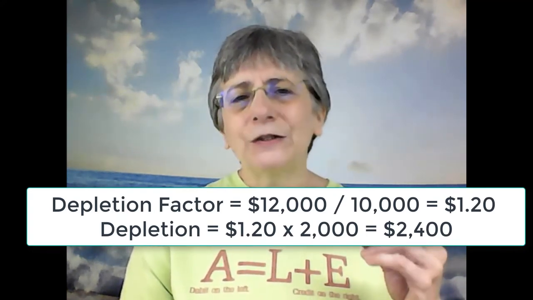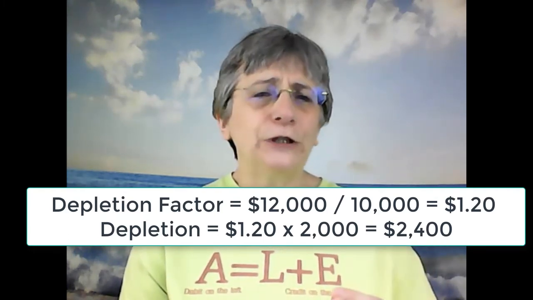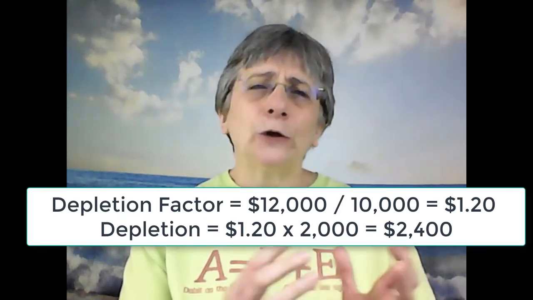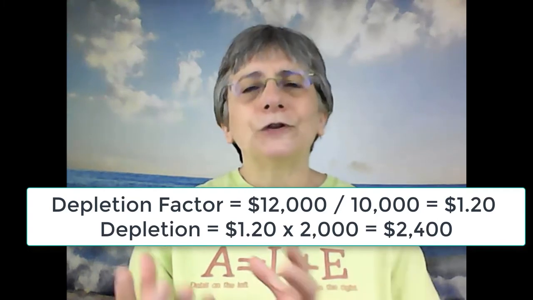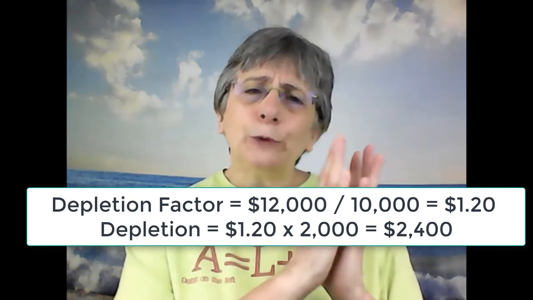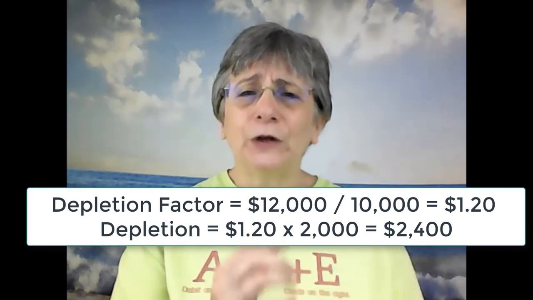Then we're going to take the actual cords that we harvested in the first year, 2,000 cords, and multiply that by $1.20, our depletion cost per unit, which will give us a depletion cost for the year of $2,400. With depreciation, we used the accounts depreciation expense and accumulated depreciation to track our depreciation expense.